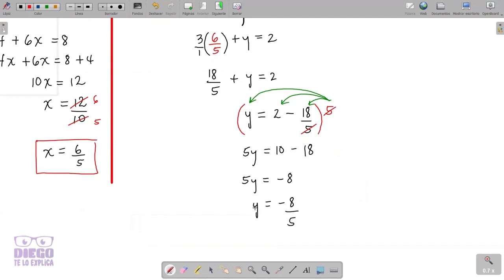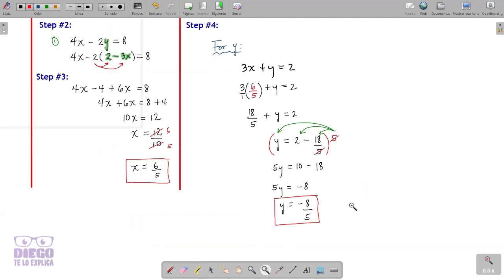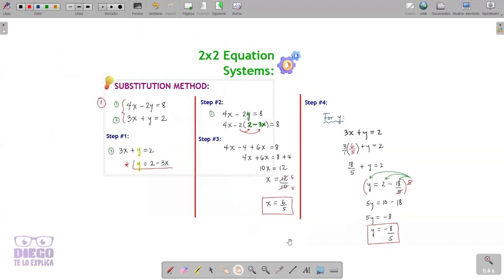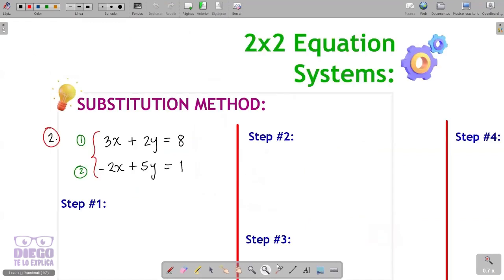And that's the solution of this system. X equals 6 over 5 and y equals minus 8 over 5. And this was example number 1. Example number 2. We have another system.